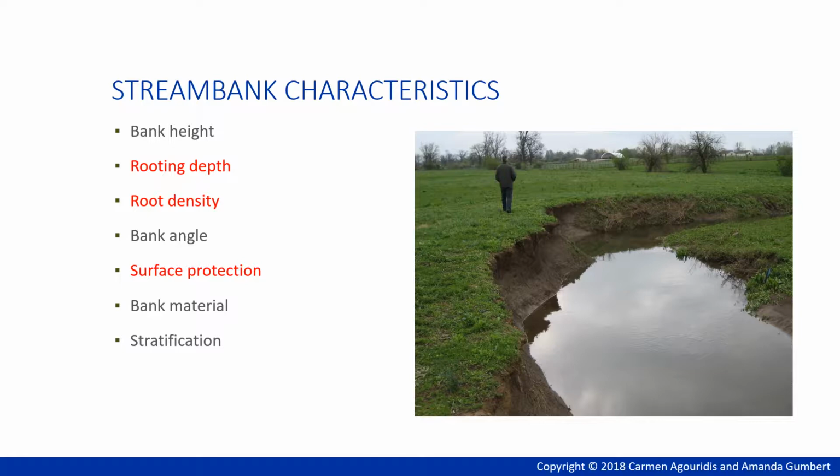Some stream bank characteristics are more easily managed by the homeowner, while others require more consideration. The type and amount of riparian vegetation will impact the variables in red: rooting density, rooting depth, and surface protection. Choosing plants with thick, deep roots can significantly reduce the amount of erosion a stream bank experiences. A caveat is the effectiveness of riparian vegetation will decrease as stream banks become taller and steeper. When choosing a restoration plan, keep this relationship in mind.